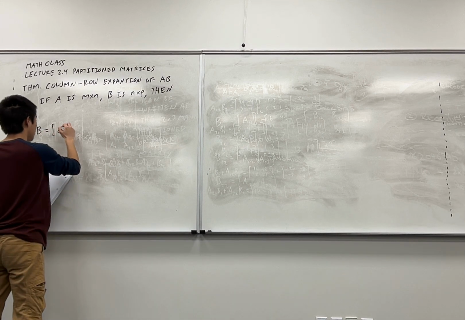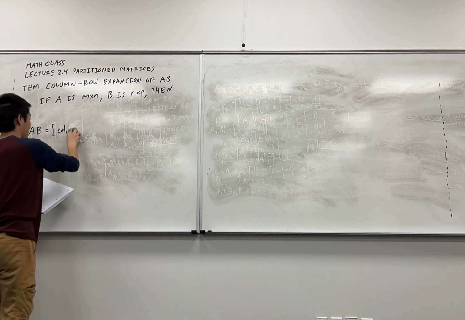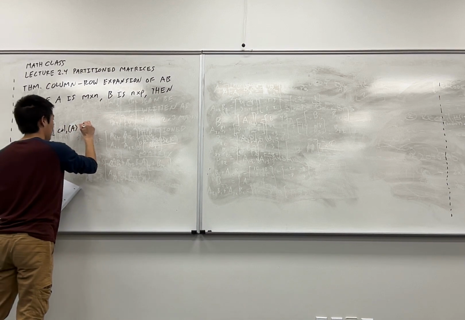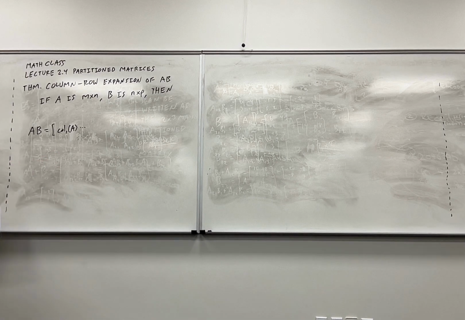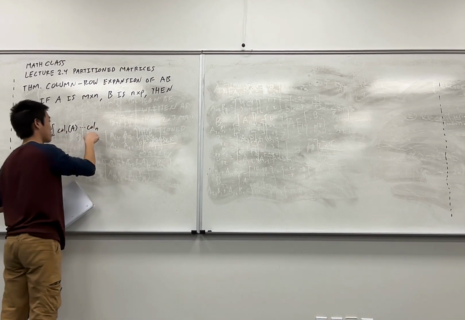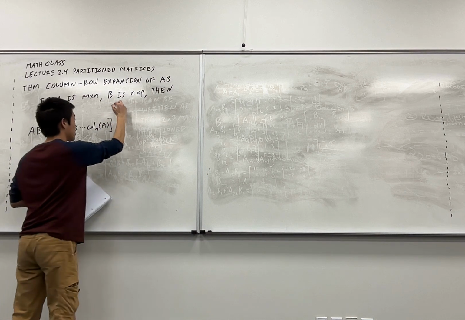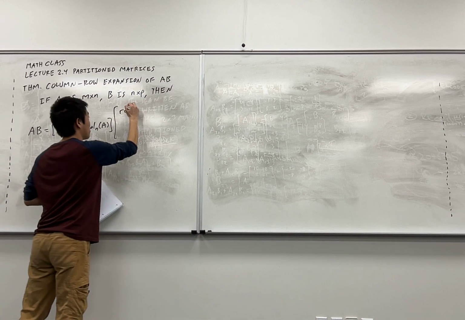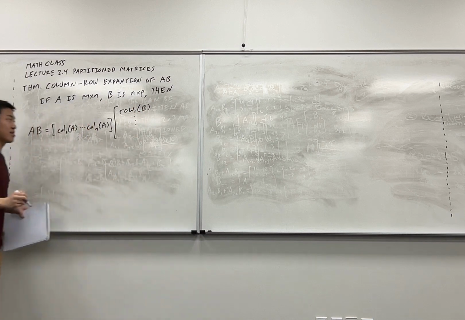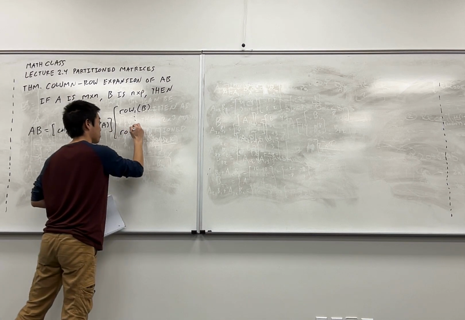So column 1 of A, I'll put that in parentheses so it's clear what I'm talking about. Column 1 of A. How many columns should I anticipate? N. So column N of A times row 1 of B. How many rows am I anticipating? By design, right? Because I need the same number. Row N.